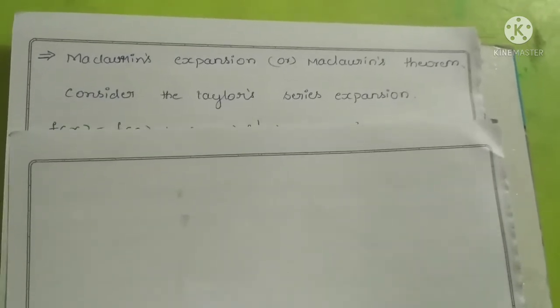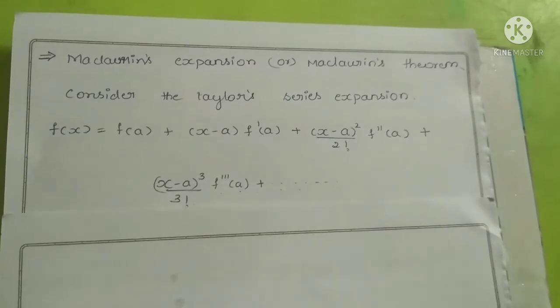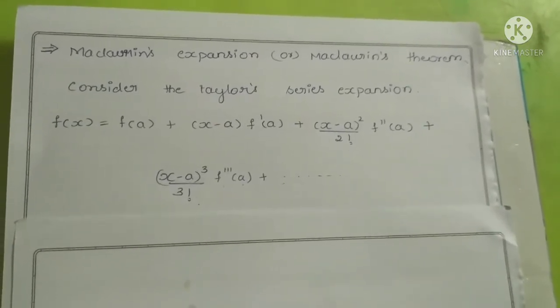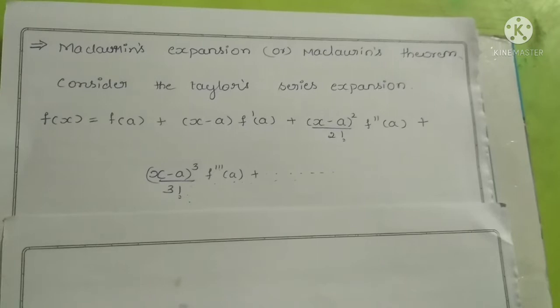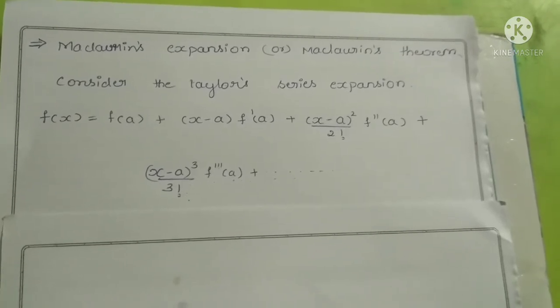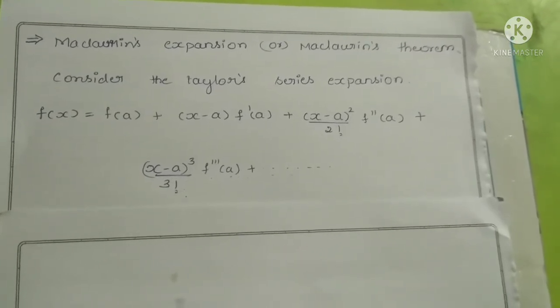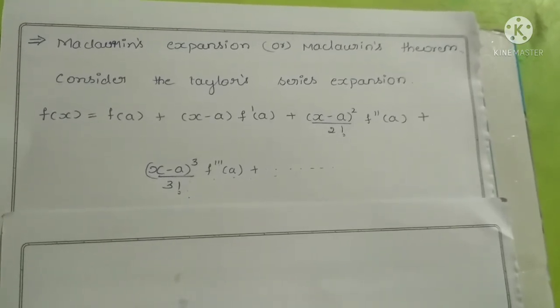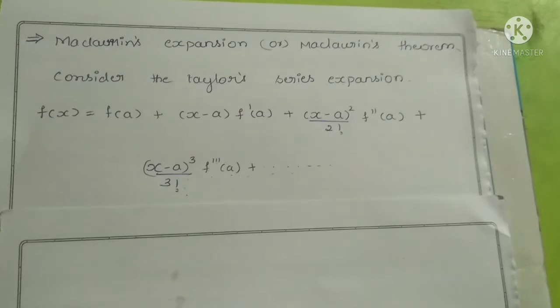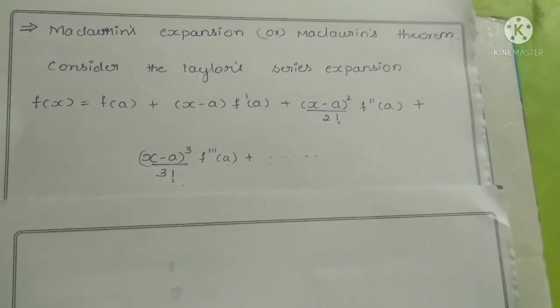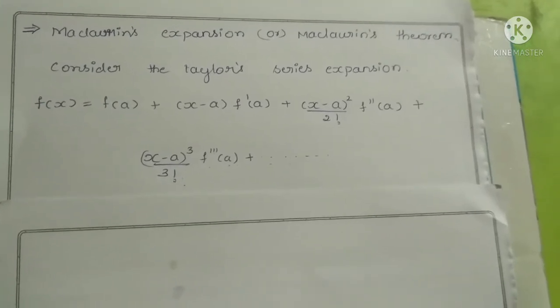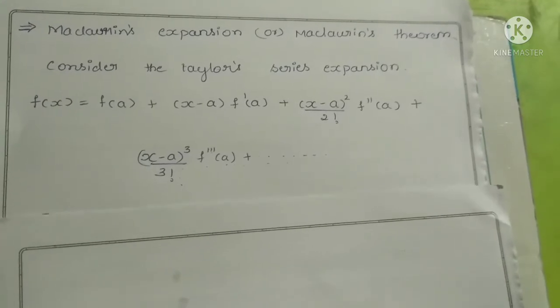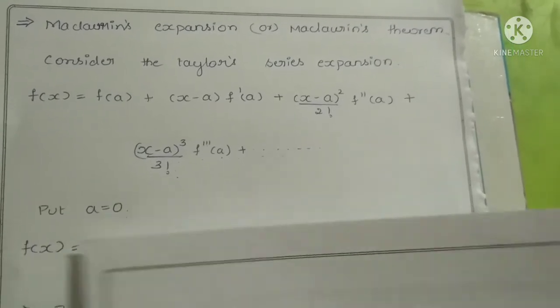As you all know, the Taylor series expansion goes like this, that is f of x equals f of a plus x minus a into f dash of a plus x minus a whole square by 2 factorial into f double dash of a plus x minus a whole cube by 3 factorial into f triple dash of a plus and so on.